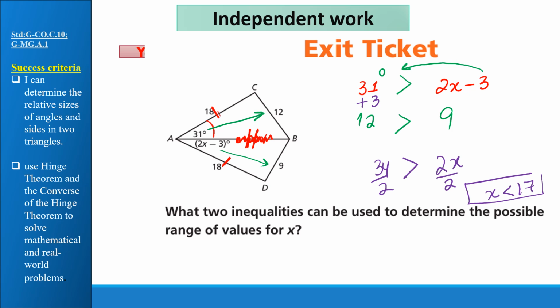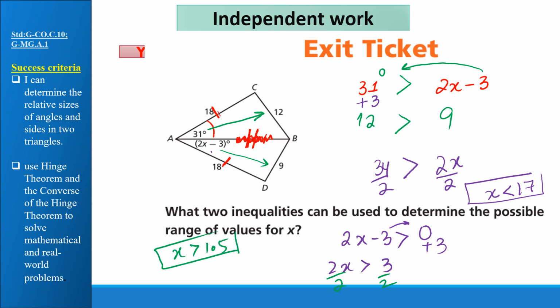Now we have a restriction of bigger than because we are talking about an angle. So we can say 2x minus 3 should be bigger than 0. Bring the 3 to the other side, you will get positive 3. That means 2x is bigger than 3. Divide both sides by 2 and we get x is bigger than 1.5. So what is the restriction? The x should be bigger than 1.5 but less than 17.